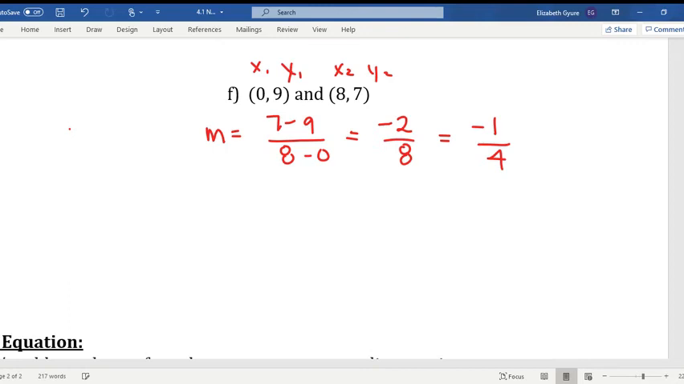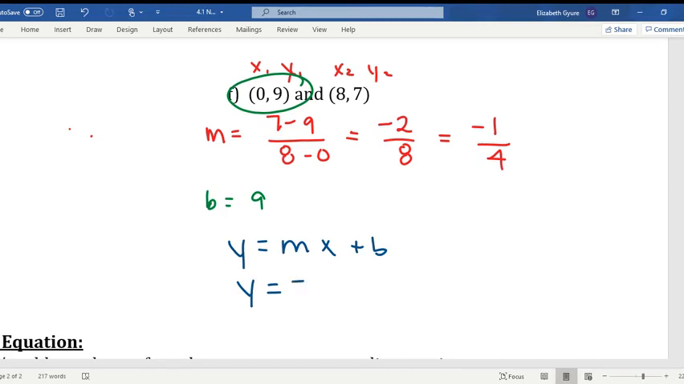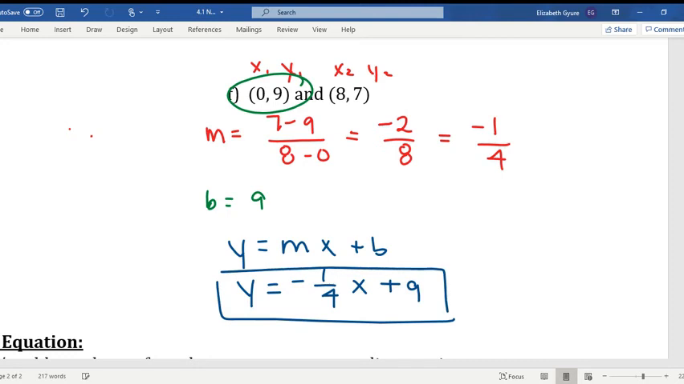All right, now, is one of these points your y-intercept? Yes. Which one? 0, 9, because it has a 0 in the x. So b equals 9. Now when you do your y equals mx plus b, you're going to have y equals, what do I put in for m? -1/4. Then put what letter? X. Then put what? Plus 9. Good.